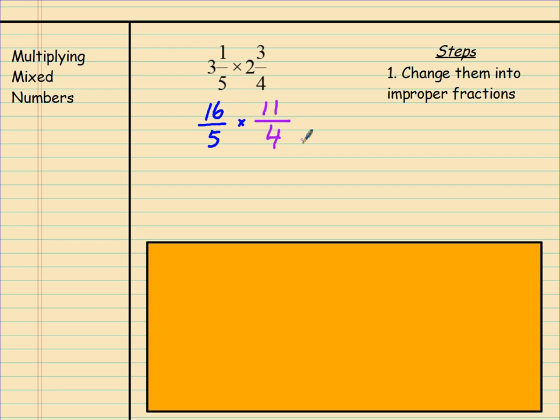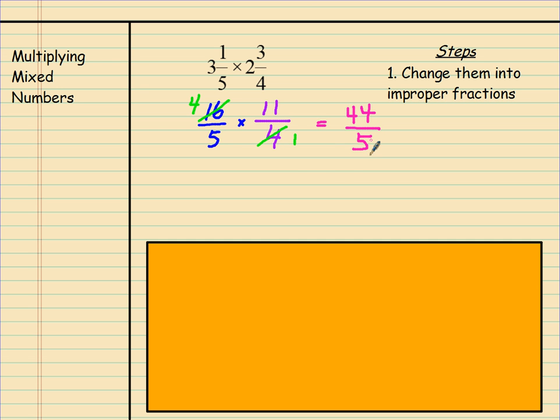Now we see if we can simplify. Do you see anything? 16 and the 4. These both have the factor of 4, so we can divide both of these by 4. 16 divided by 4 is 4. 4 divided by 4 is 1. Now we can multiply across. Numerator times numerator. 4 times 11 is 44. 5 times 1 is 5.